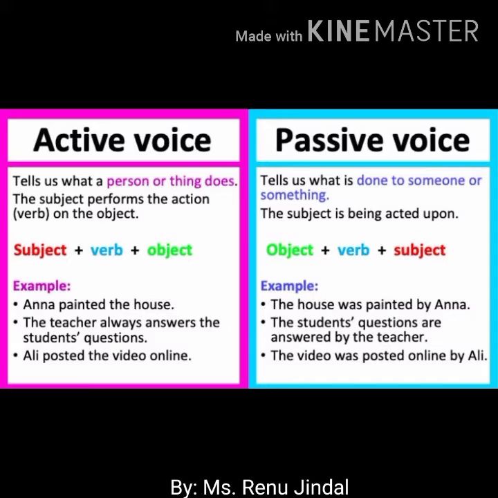Passive voice tells us what is done to someone or something. The subject is being acted upon. So, the rule for passive voice is object, verb, and subject. Some examples of the passive voice are: The house was painted by Anna. The students' questions are answered by the teacher. The video was posted online by Ali.